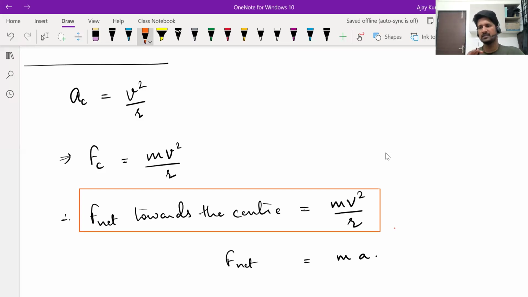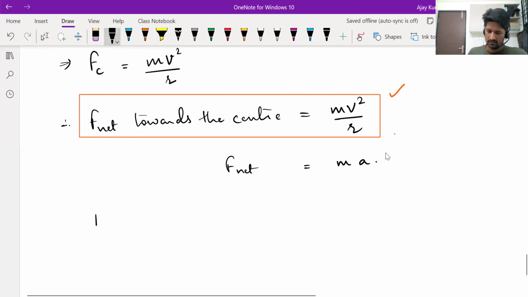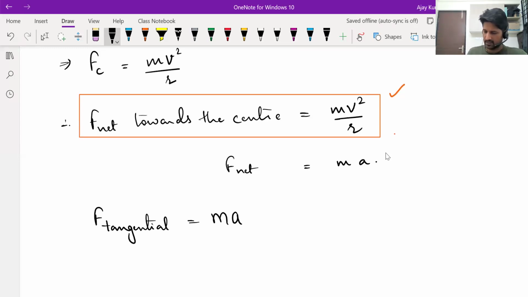So far, we have only discussed cases where objects move in straight lines, along the ground, vertically, along the incline. They always used to move in straight lines. But if they move in curved paths, you can write two different equations. One is towards the center of the curved path: centripetal force, net force towards the center is mv square by r. Next, in the tangential direction also you can write: net tangential force is mass into tangential acceleration.